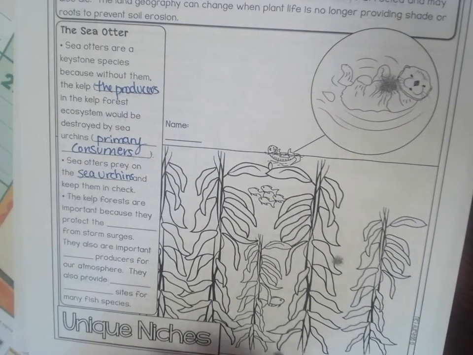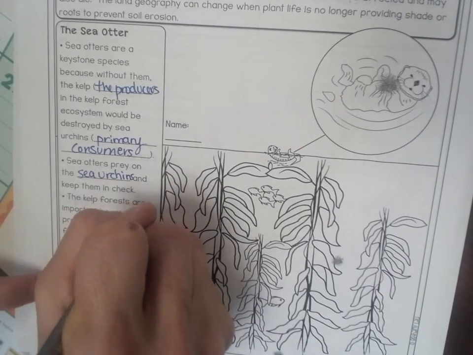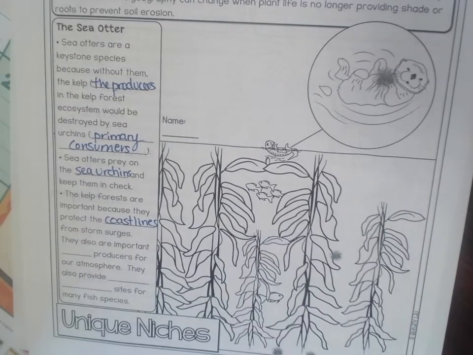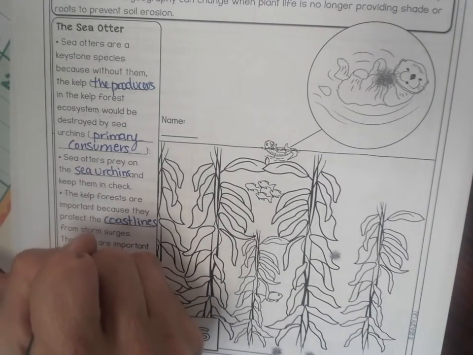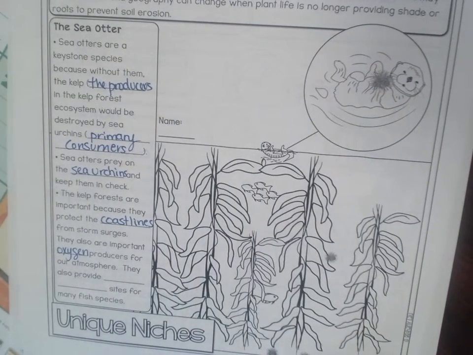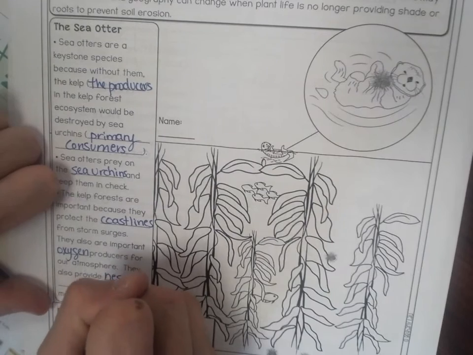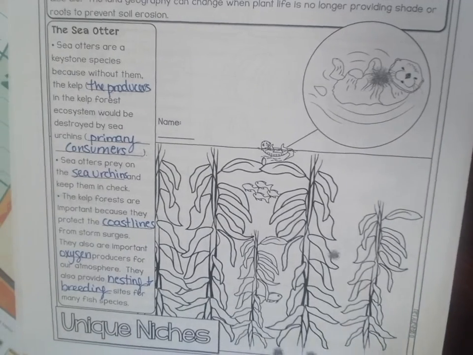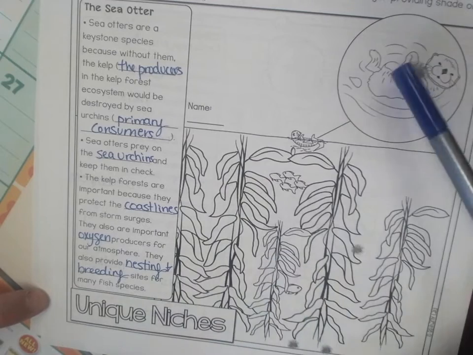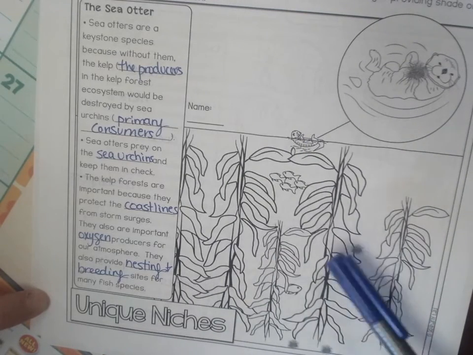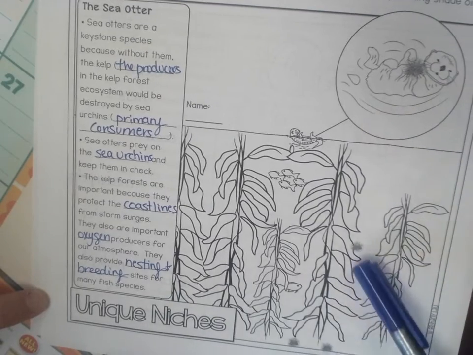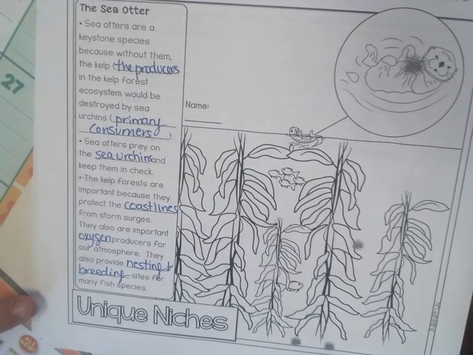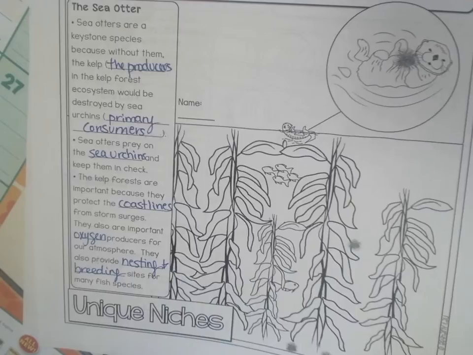The kelp forests are important because they protect the coastlines from storm surges. They also are important oxygen producers for our atmosphere, and they also provide nesting and breeding sites for many fish species. So this is a picture of the kelp here. This is the otter swimming, and we're seeing the sea urchins that exist, and those otters eat the sea urchins and keep that in check so the kelp can continue to grow. But if the otters weren't there, then the sea urchins would take over these kelp forests and ultimately change that ecosystem. Okay, next page.